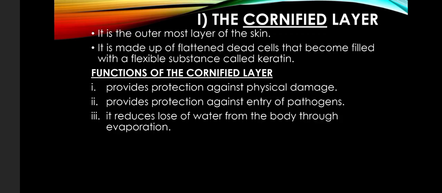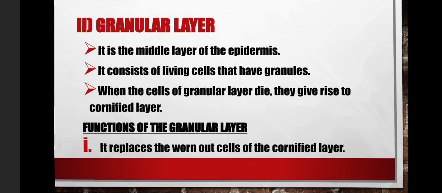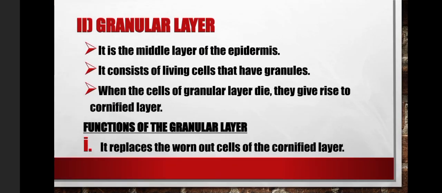So what is the function of this layer that we are calling cornified? The cornified layer majorly will carry out the function of protection. Number one, it will protect you from physical damage. Number two, it will protect you from entry of pathogens. And number three, it will prevent your body from losing water. The second layer after the cornified is the granular layer. The granular layer is normally composed of living cells, and the living cells that are located in the granular layer normally replace the cells of the cornified layer. The main function of the granular layer is to replace the worn out cells within the cornified layer.